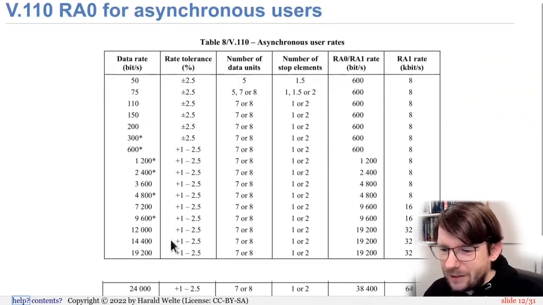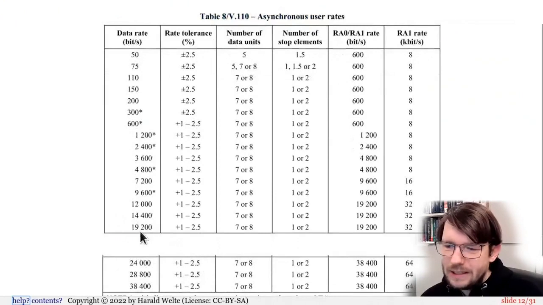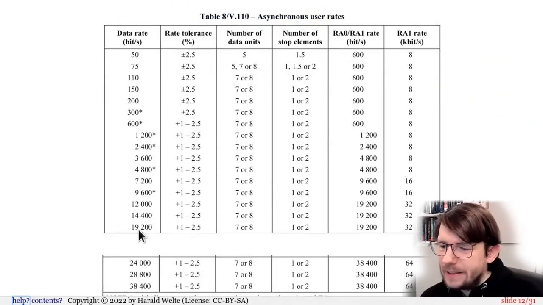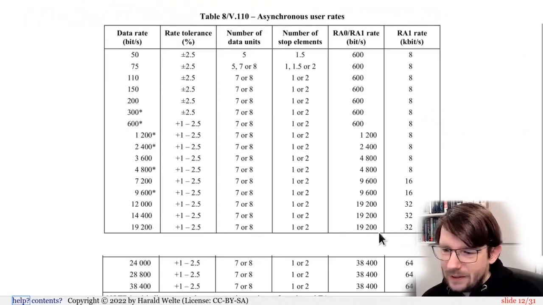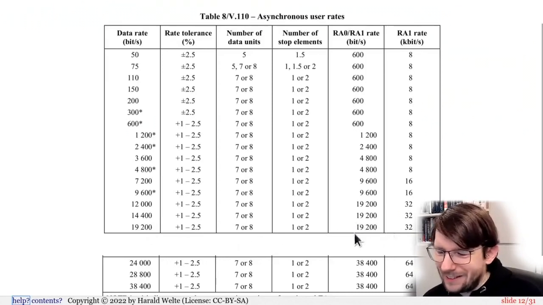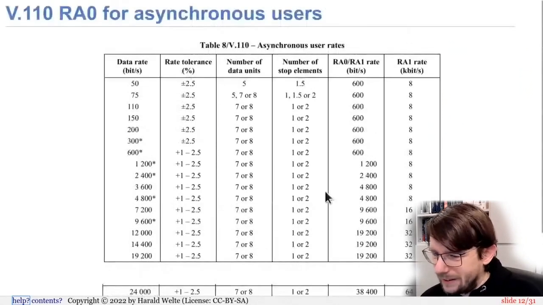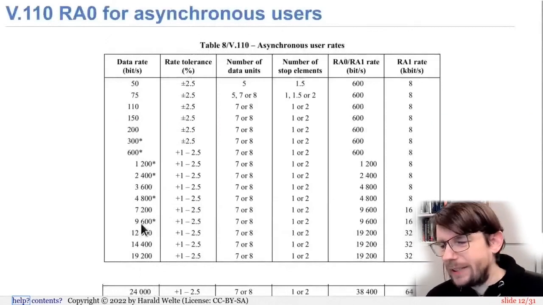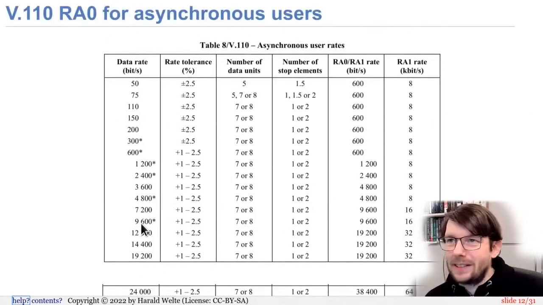So let's say we want to transmit 19K2 asynchronous bit rate. Well, it's actually a bad example because it's an exact match for the synchronous bit rate, which is 19,200, and the intermediate rate is 32 kilobits. And then from the 32, we go to 64 in the RA2 function, which will be covered in just a few minutes. So basically, when the asynchronous rate equals the synchronous rate, then it's easy. There is no stop bit manipulation because it's identical.